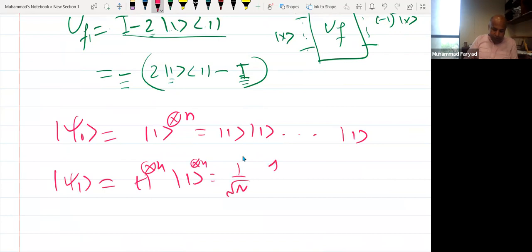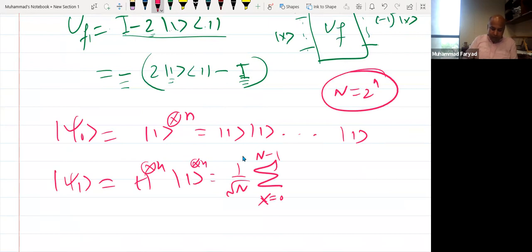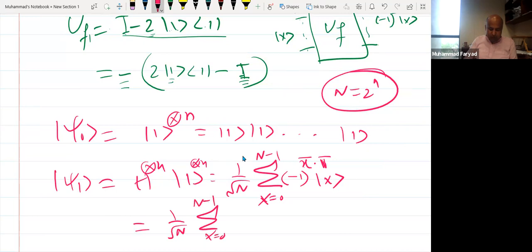1 over square root of N, sum over x from 0 to N minus 1, where N is 2 to the power n, and I have minus 1 raised to the power x times |x>. So basically, this is x dot 1. But this 1 has every element as 1, 1, 1. So x dot 1 is nothing but x. So I can write it, for simplicity, as 1 over square root of N, sum from x equals 0 to N minus 1, of minus 1 to the power x, |x>.